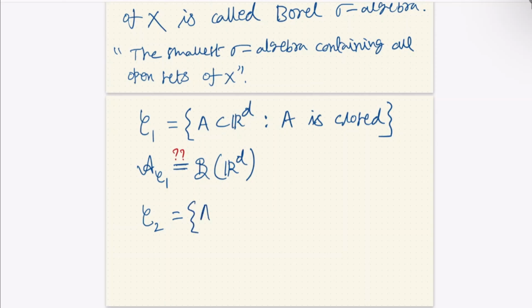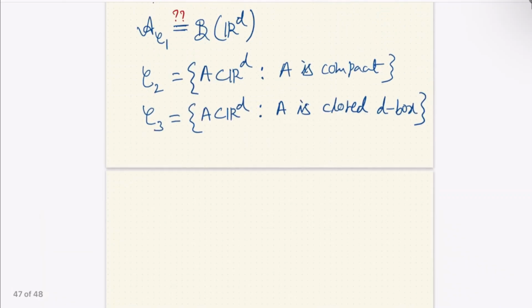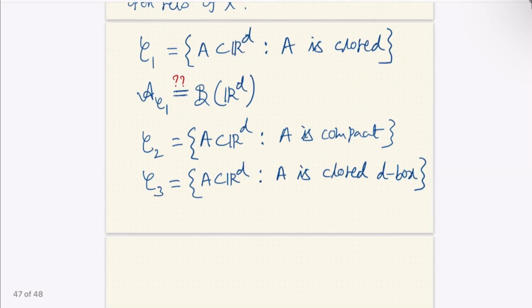Another, C2, do the same repetition task. So for different collections, A is a subset of R^d such that A is compact. Compact, you know it, repeat the same task for this one too. Now I slightly modify the first one. It's not that A is a closed set, but A is a closed d-box. These two are two different things. A closed d-box and a closed set are two different things because the d-box has its own characteristics. Any closed set does not follow the d-box definition.